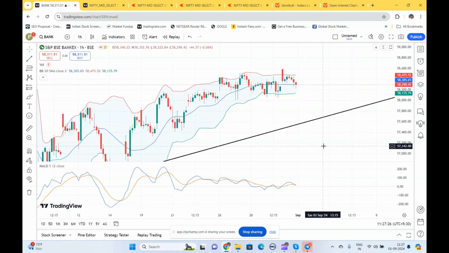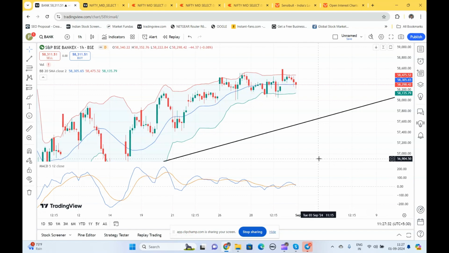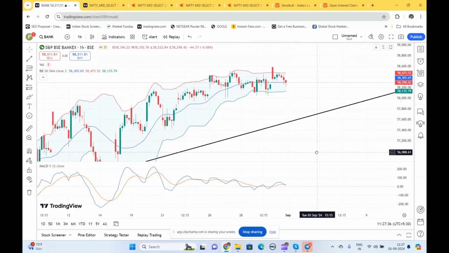Beyond this fall, you can go for buying a put or shorting a call. As simple as that.